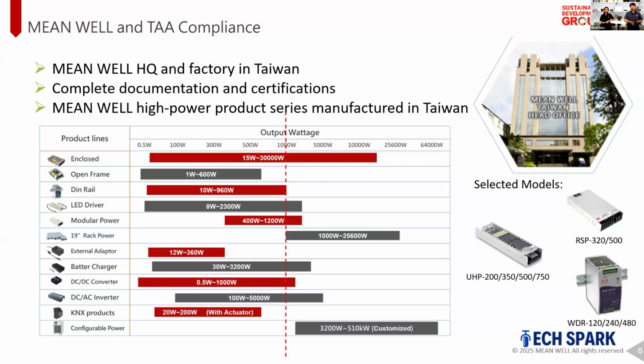So for enclosed, which is one of our major categories, for the enclosed type power supplies, if the power is above 1,000 watts, it's very likely that it is manufactured in Taiwan. There are some exceptions, but those are less popular and niche. So most of the major enclosed type categories that are over 1,000 watts are made in Taiwan.